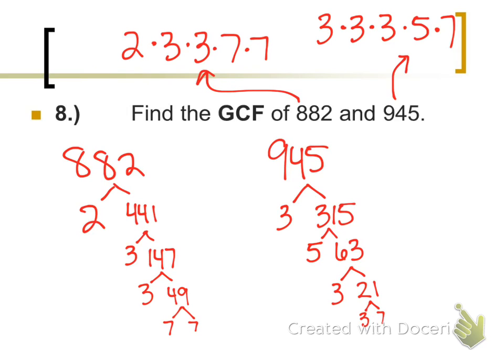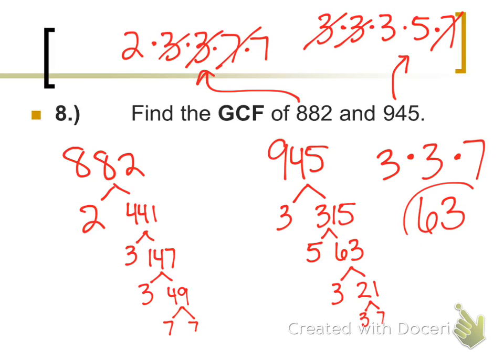What's something I can pull from both of those lists? I can pull a 3 from both lists. What's something else I can pull? Another 3. What's the last thing I can take? 7. Then I have to multiply 3 times 3 times 7. 63 is my GCF.